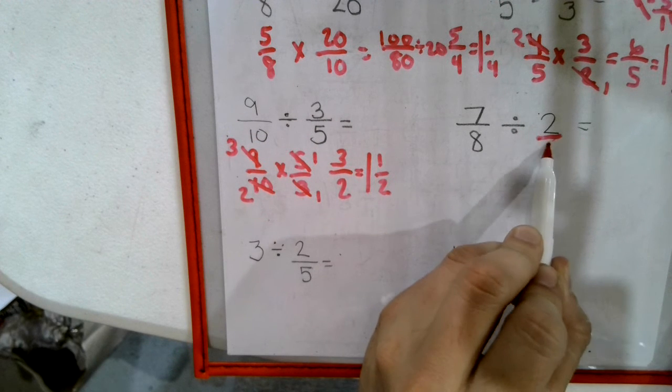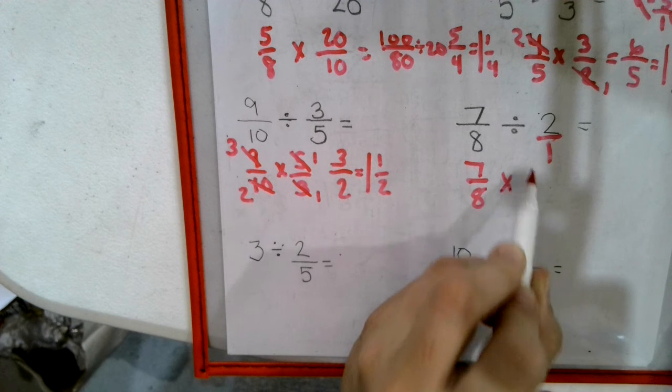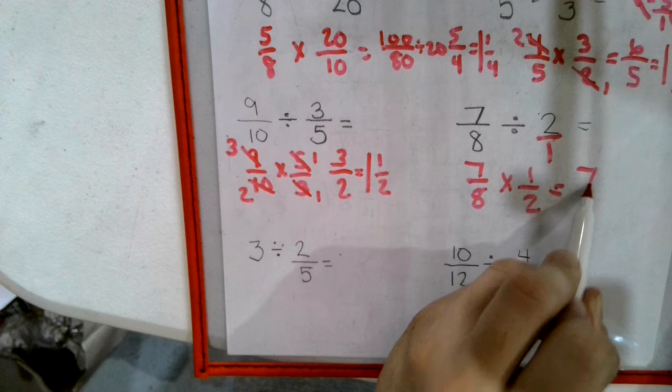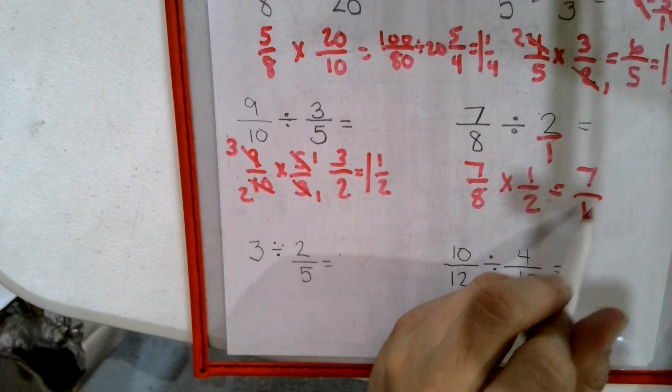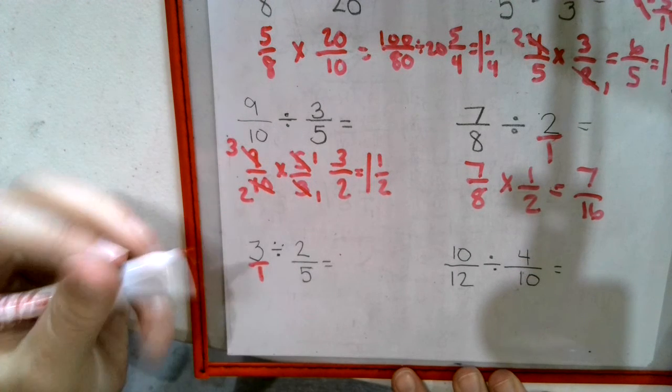All whole numbers have a 1 underneath it. Bring down the left, change the sign, flip the fraction. No diagonals in common, straight across, 7/16.